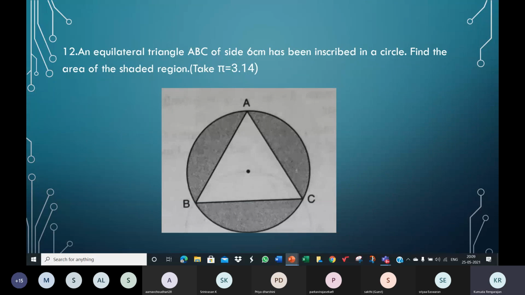Yes, children, try this now. An equilateral triangle ABC of side 6 centimeters. So here again, the side is given to you. The triangle has been inscribed in a circle. Find the area of the shaded region. So again, we know the side of the triangle. We do not know the radius of the circle. So we just have to find the radius of the circle. Right?